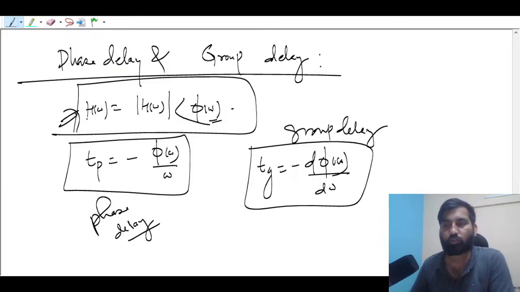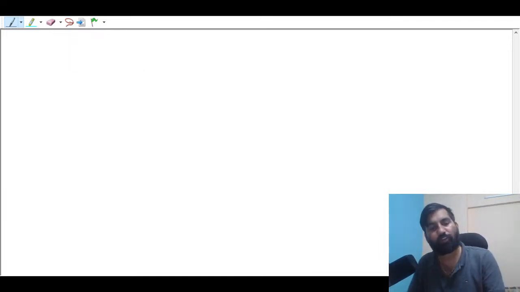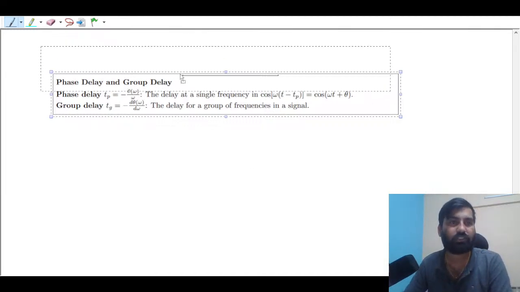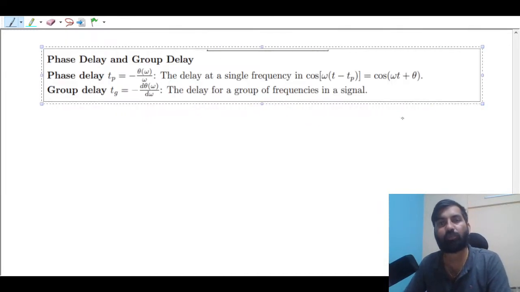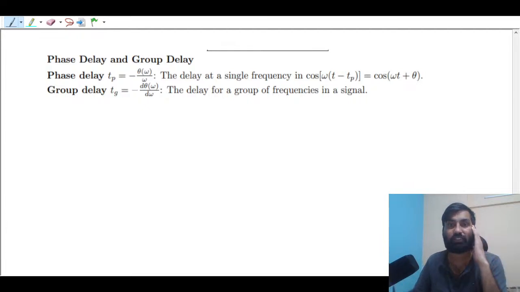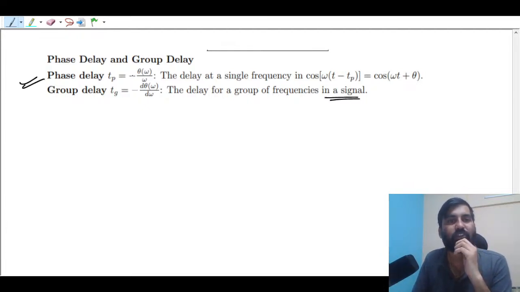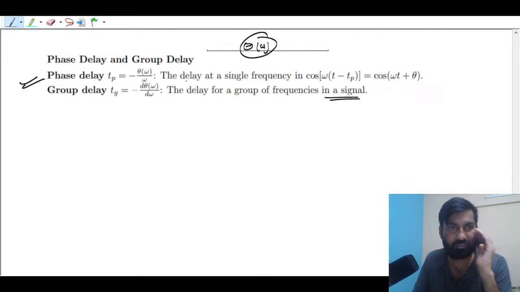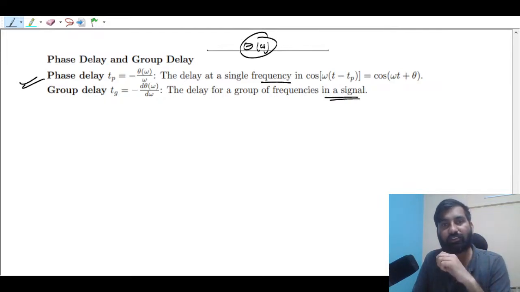तो ग्रुप डिले मीन्स ग्रुप ऑफ फ्रीक्वेंसी और फेज डिले मीन्स सिंगल फ्रीक्वेंसी. ये याद रखना. ग्रुप डिले क्यों बोल रहे हैं? ग्रुप ऑफ फ्रीक्वेंसी इन अ सिग्नल. So phase delay is Tp equal to minus theta omega by omega. Theta omega कहाँ से निकालेंगे? आपको H of omega से मिलेगा. That this is a delay at a single frequency.